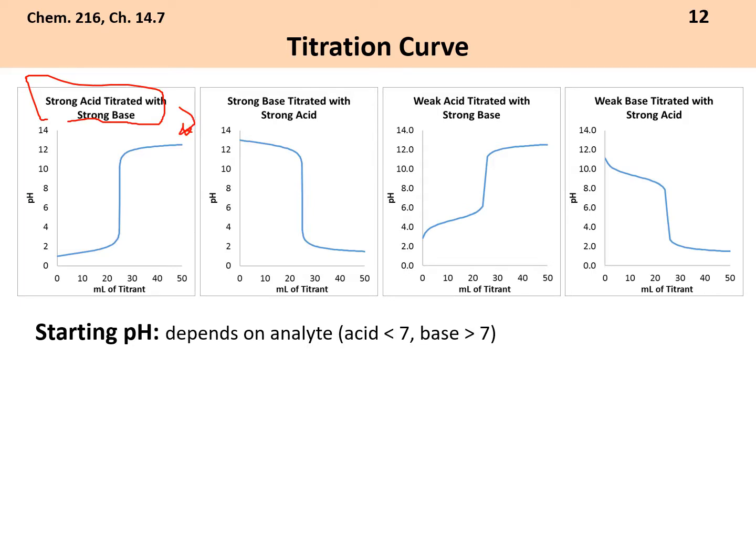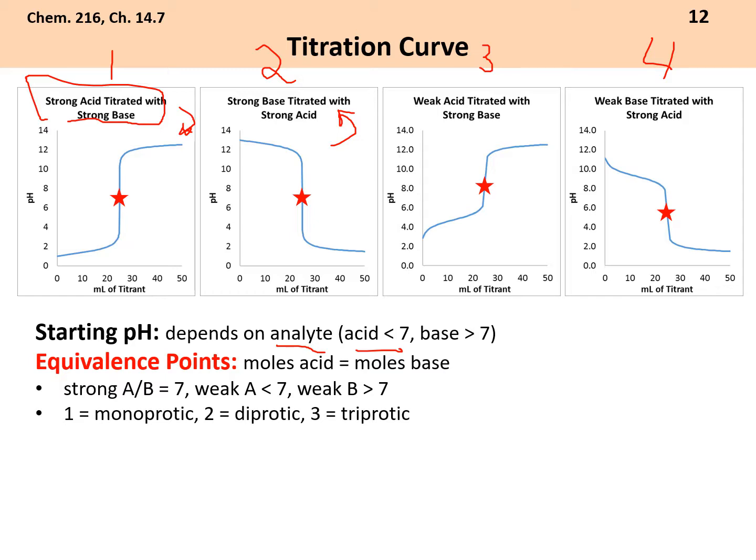Or if you visually see it, you should be able to say, oh, this is a strong base titrated with a strong acid. You can tell what the analyte is based on whether it starts off with a low pH or a high pH. If my analyte is an acid, such as in case 1 or 3, I start off with a low pH. If I start off with a high pH, like in 2 or 4, that means it's a base.